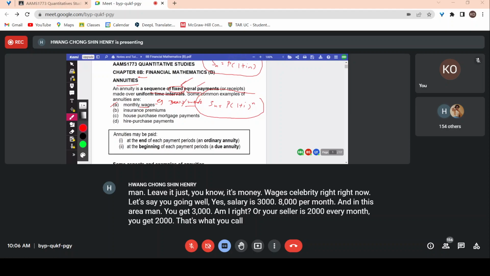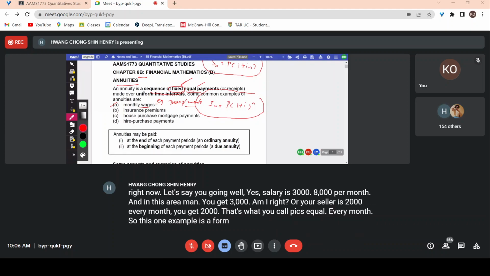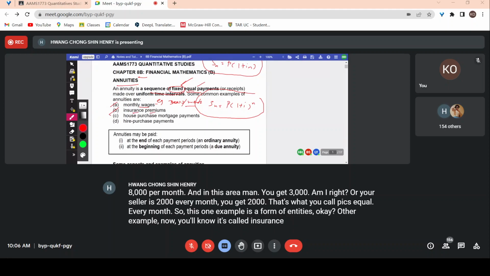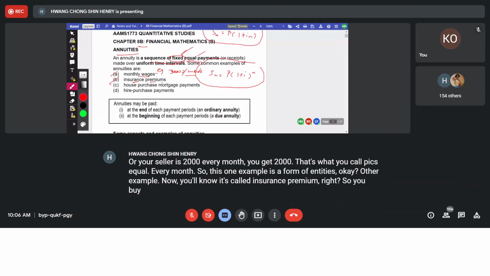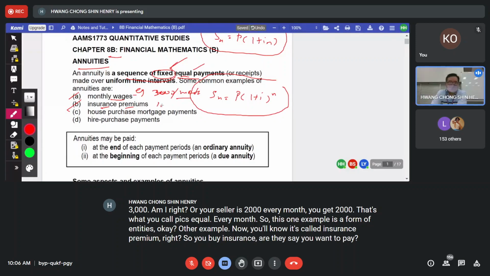Call fixed, equal every month. So this one example is a form of annuities. Okay, other example. Now, you know what's called insurance premium, right? Those of you who buy insurance, let's say you want to pay 100 ringgit per month.